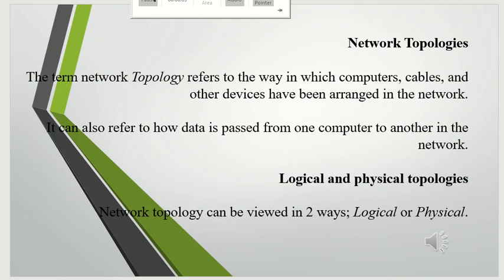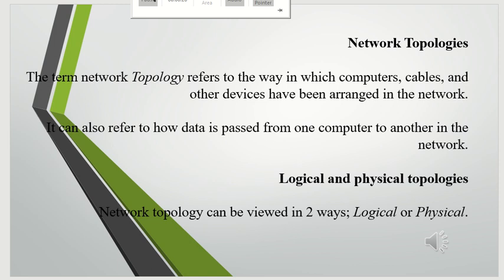Welcome to our course today, and today we are going to tackle network topologies, and we start by defining the term network topologies. A network topology refers to a way in which computers, cables, and other devices have been arranged in a network. It can also refer to how data is passed from one computer to another in a network.